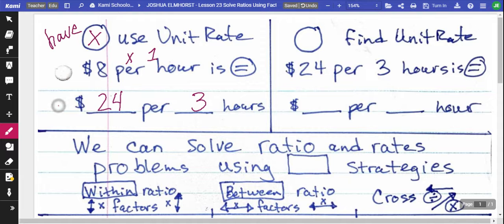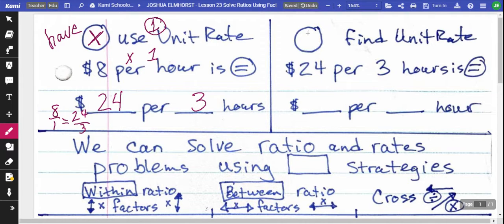And we could actually write just a quick ratio over here. Ratio 1 is equal to ratio 2. $8 per hour, $24 for 3 hours. Okay, that's when you have the unit rate. Unit meaning 1.